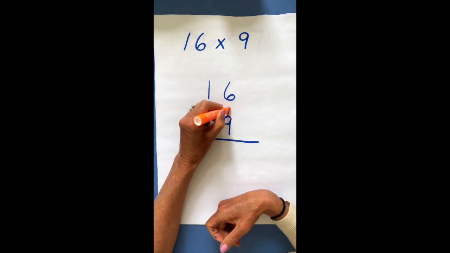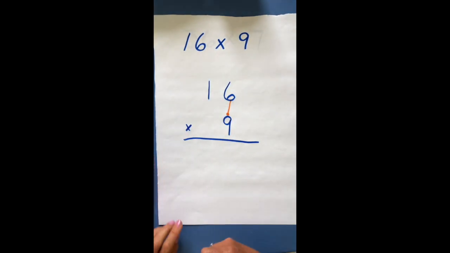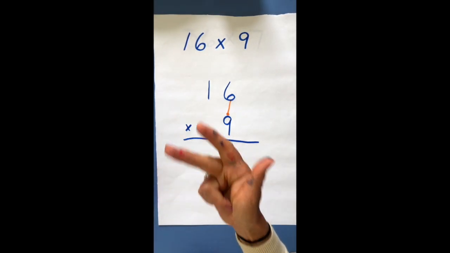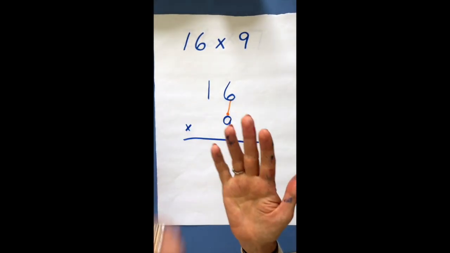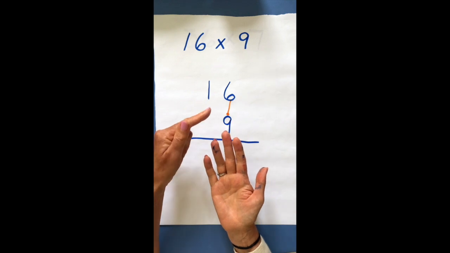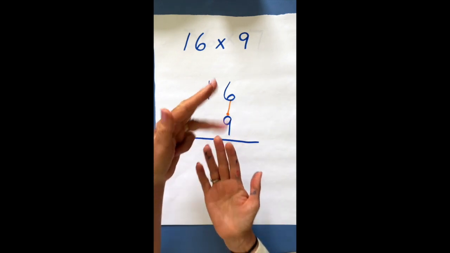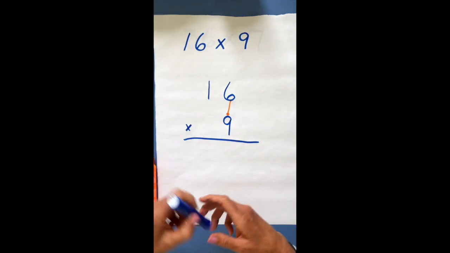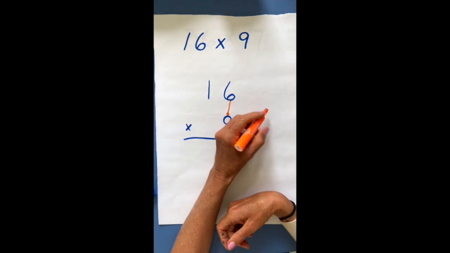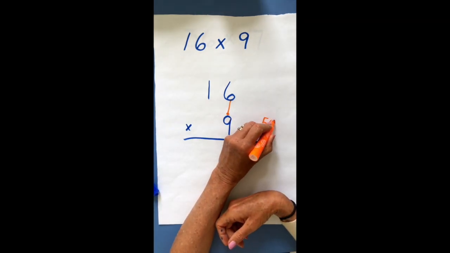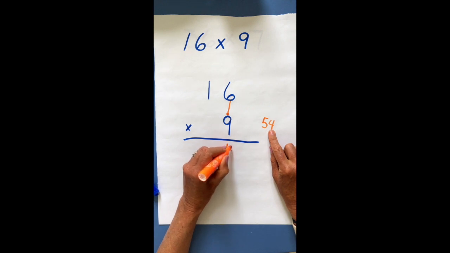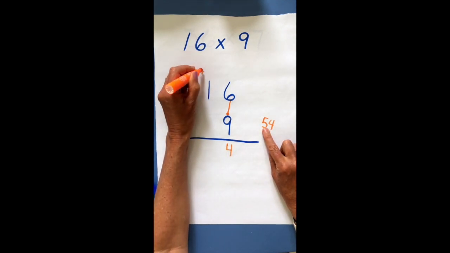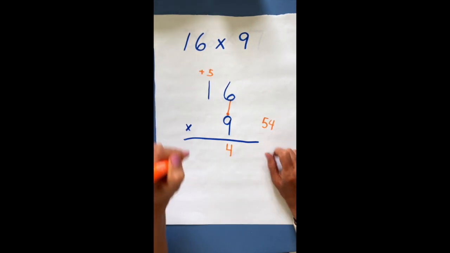So 9 times 6. So 9 groups of 6. 6, 12, 18, 24, 30, 36, 42, and 48. 54, so that's 54. So all I'm going to do is write 54 here. And I know the ones place goes down and the tens place goes up. And don't forget that plus sign.